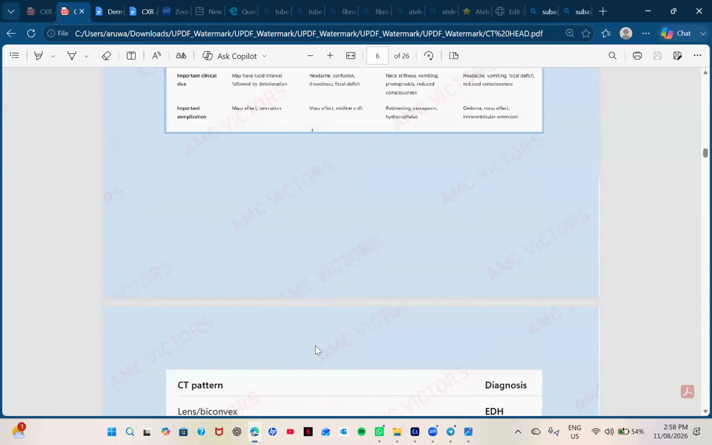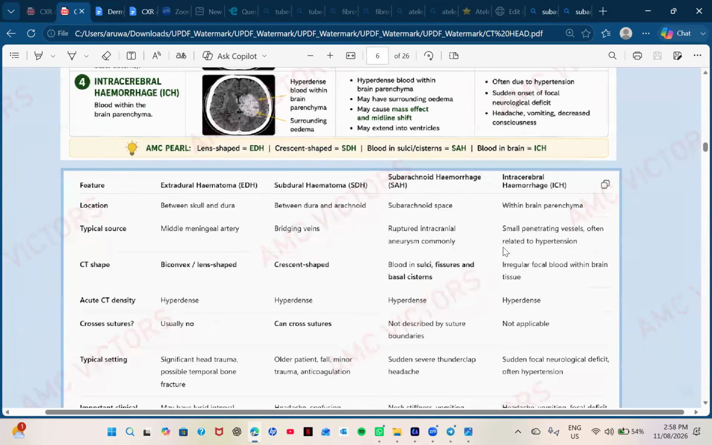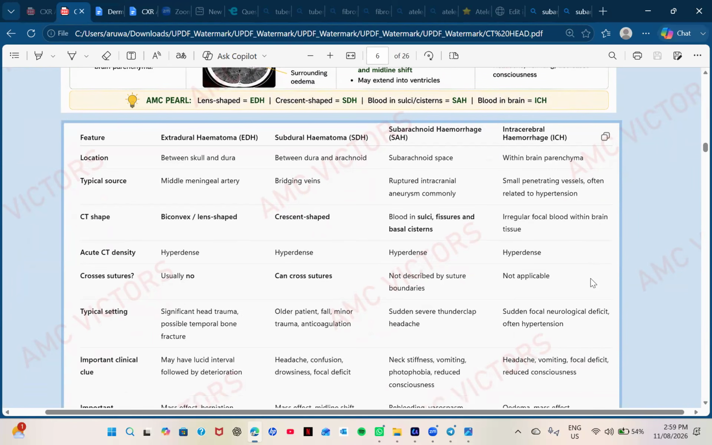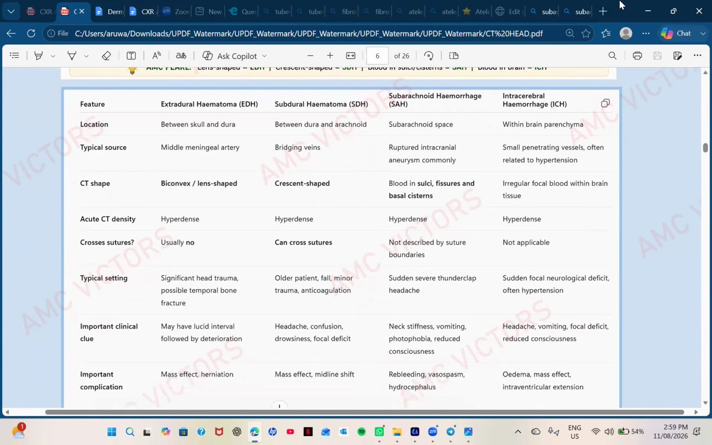Then what else? The other one is intracerebral hemorrhage, within the brain parenchyma. It comes from small penetrating vessels, often related to hypertension, with irregular focal blood within the brain tissue.